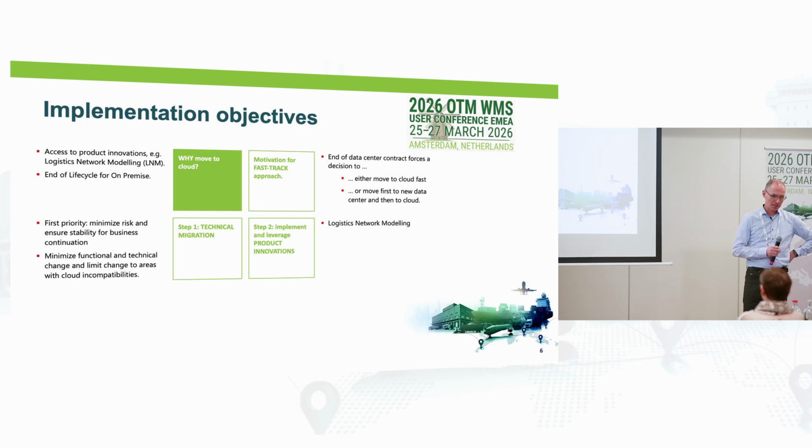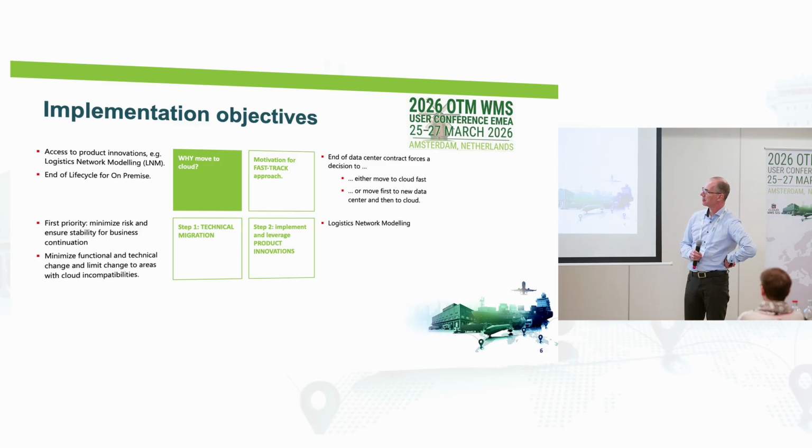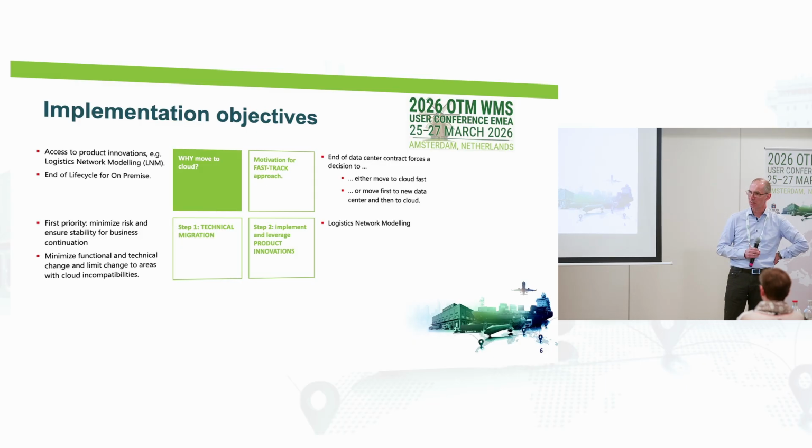So our priorities didn't change, so it's always about stability, and also here, even under time pressure, stability was a clear factor. We limited every change to the bare minimum which is really required, and only in a second step we wanted to implement the product innovations. And here, one we had identified already before the project. This was logistics network modeling, because we believe that there is a lot of potential in that tool.